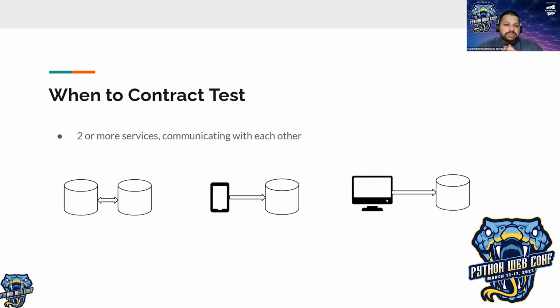With that said, when should we contract test? Ideally, if we have two or more services that are communicating with each other, our criteria for contract testing is essentially fulfilled. But setting up a contract testing workflow is a bit tedious the first time. So ideally, if we can do it early in our application scaling phases, it will be easy to onboard other applications as they are being developed.